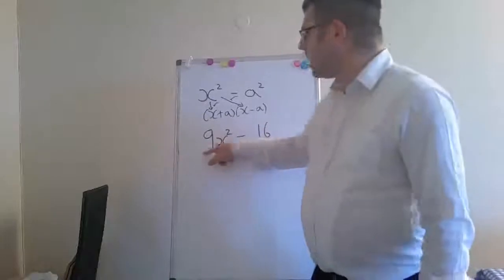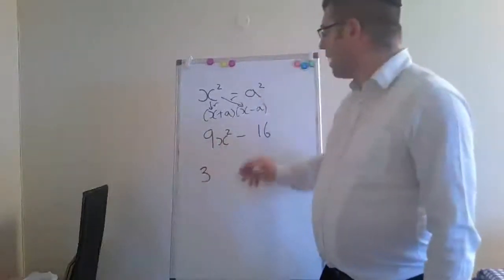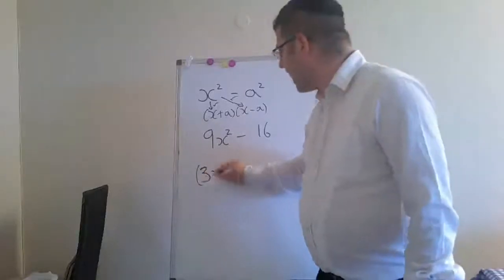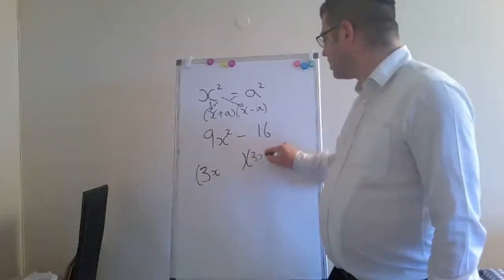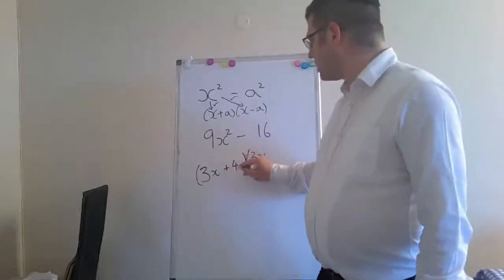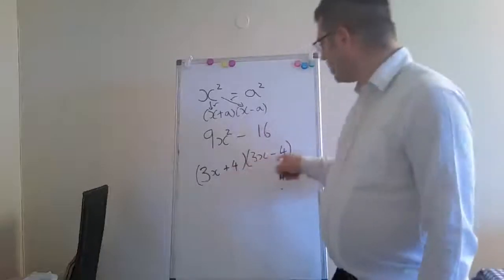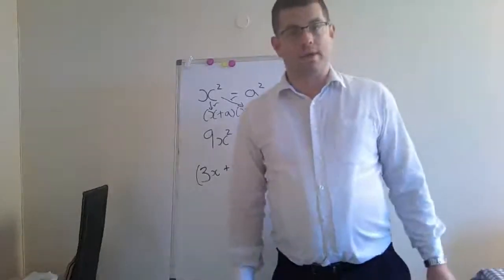Now to square root 9x squared, you need to do it separately. You need to square root the 9, which is 3, and square root the x squared, which is x. That goes in the front of both brackets. Square root 16, you get plus 4, and then minus 4. The square root of 16 is 4, and it goes with a plus, and it goes with a minus.